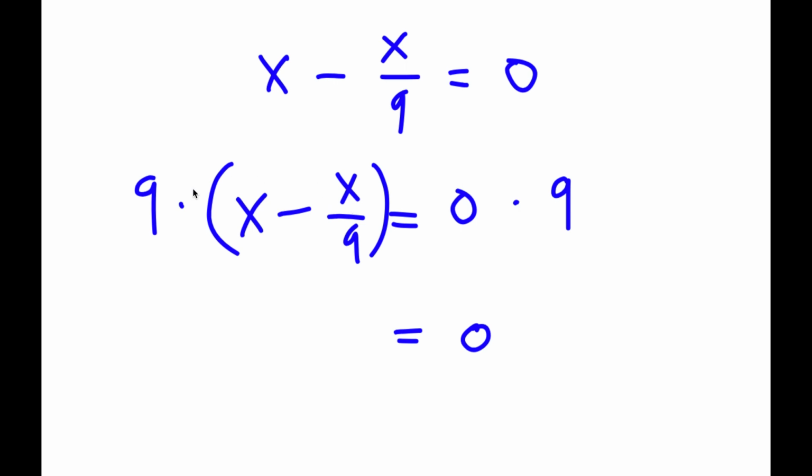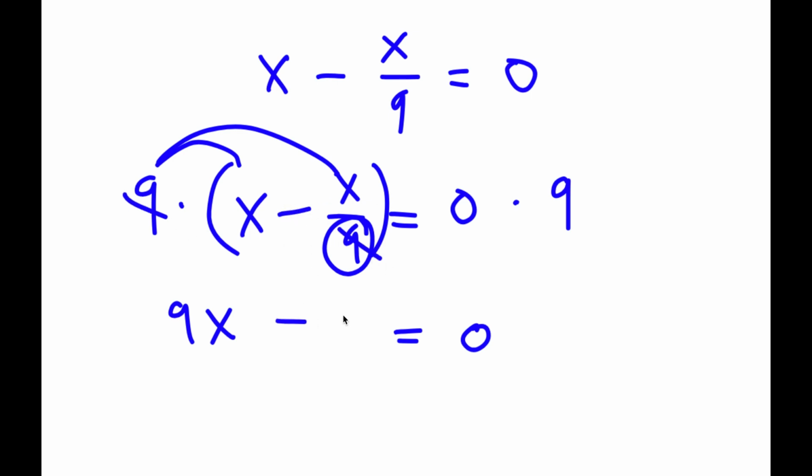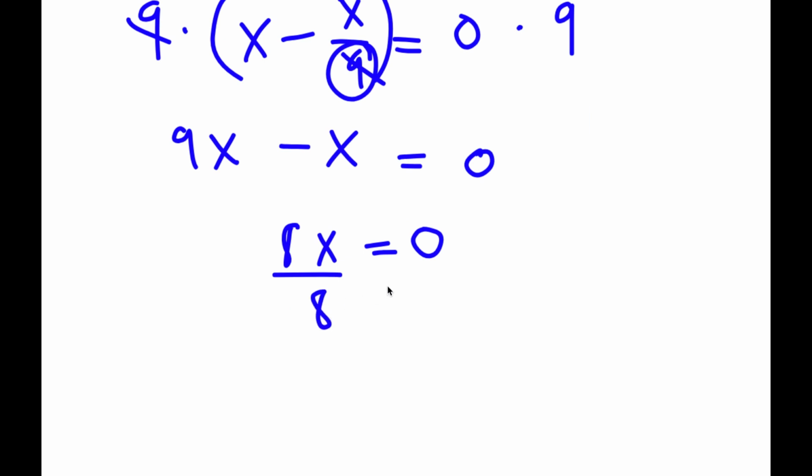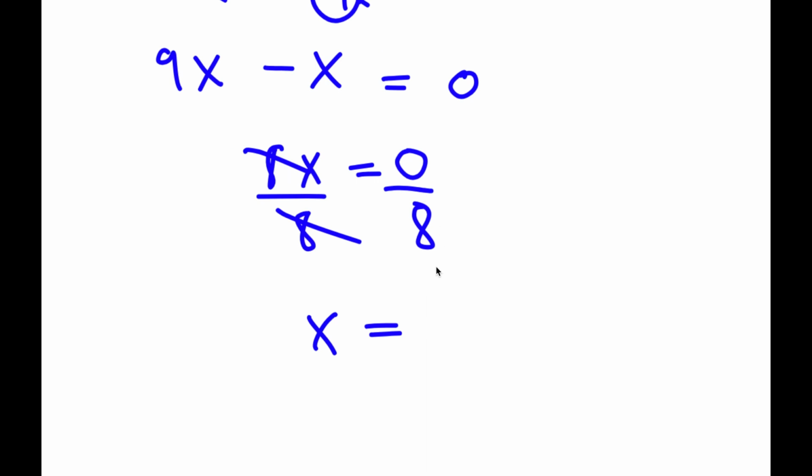And now the reason I multiplied 9 on both sides is to get rid of this 9 as a denominator. So now when I multiply 9 with x minus x over 9, the 9 distributes. 9 times x is 9x, and 9 times negative x over 9, these two 9's simply cancel out, so I'll just be left with negative x. Now I have 9x minus x is equal to 0. 9x minus x is 8x, so I have 8x is equal to 0. And this is simple. All I have to do is divide both sides by 8. These two cancel out. And now I have x is equal to 0 divided by 8, which is 0.